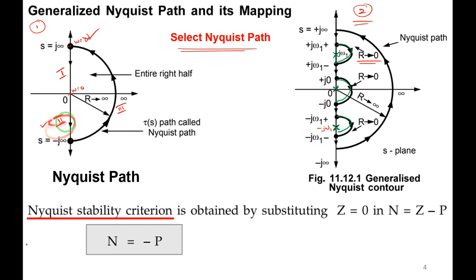So no need to do here in this case. But let me try to analyze what is the starting point here. The terminating point of the first section will be the starting point of the second section. So omega equal to 0 here, and what is omega here? Omega equal to minus infinity for the second section.